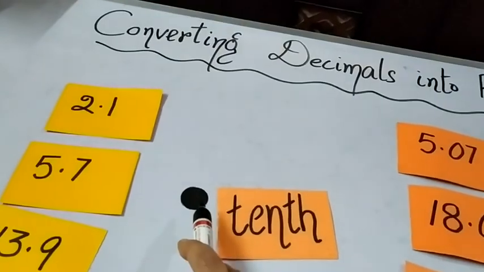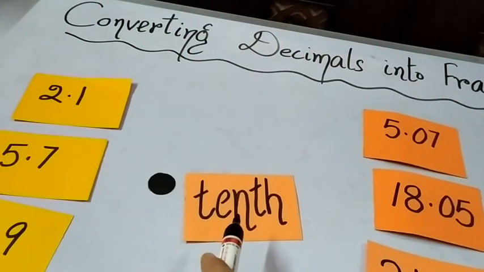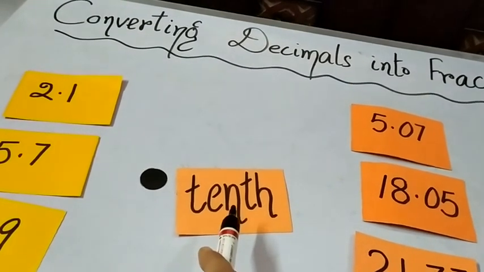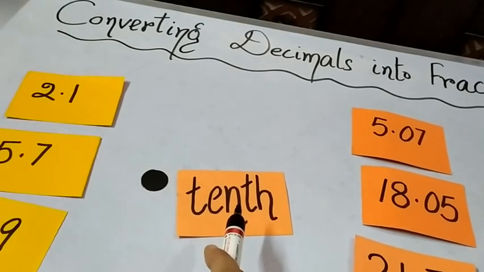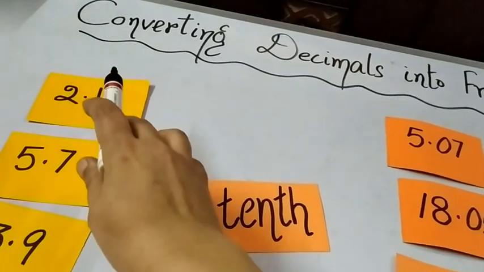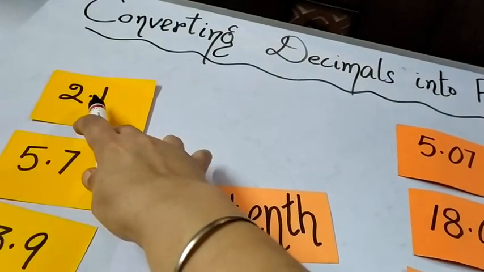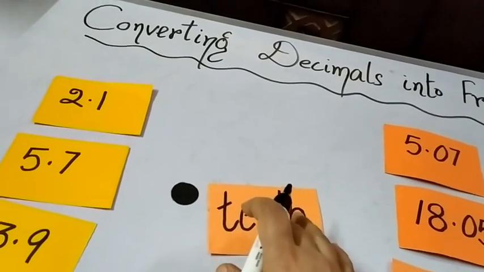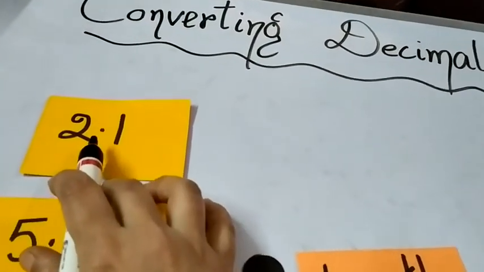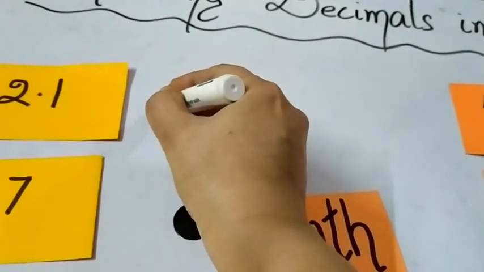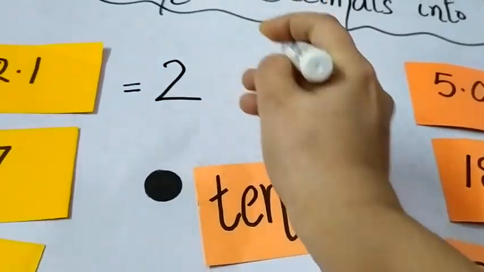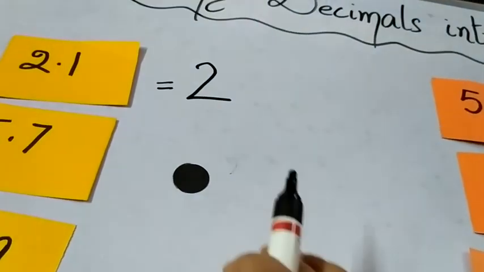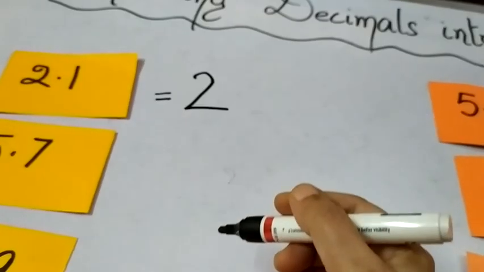2.1. So after the decimal there is one digit, so it means there is only one place, tenths. This place will be written as the denominator, and the number after the decimal will be written as the numerator, and the whole number we will simply write as a whole number. So here my whole number is 2, so I will write it as 2 only, and then after 2 is the decimal, so there is no need to write the decimal while writing fractions.